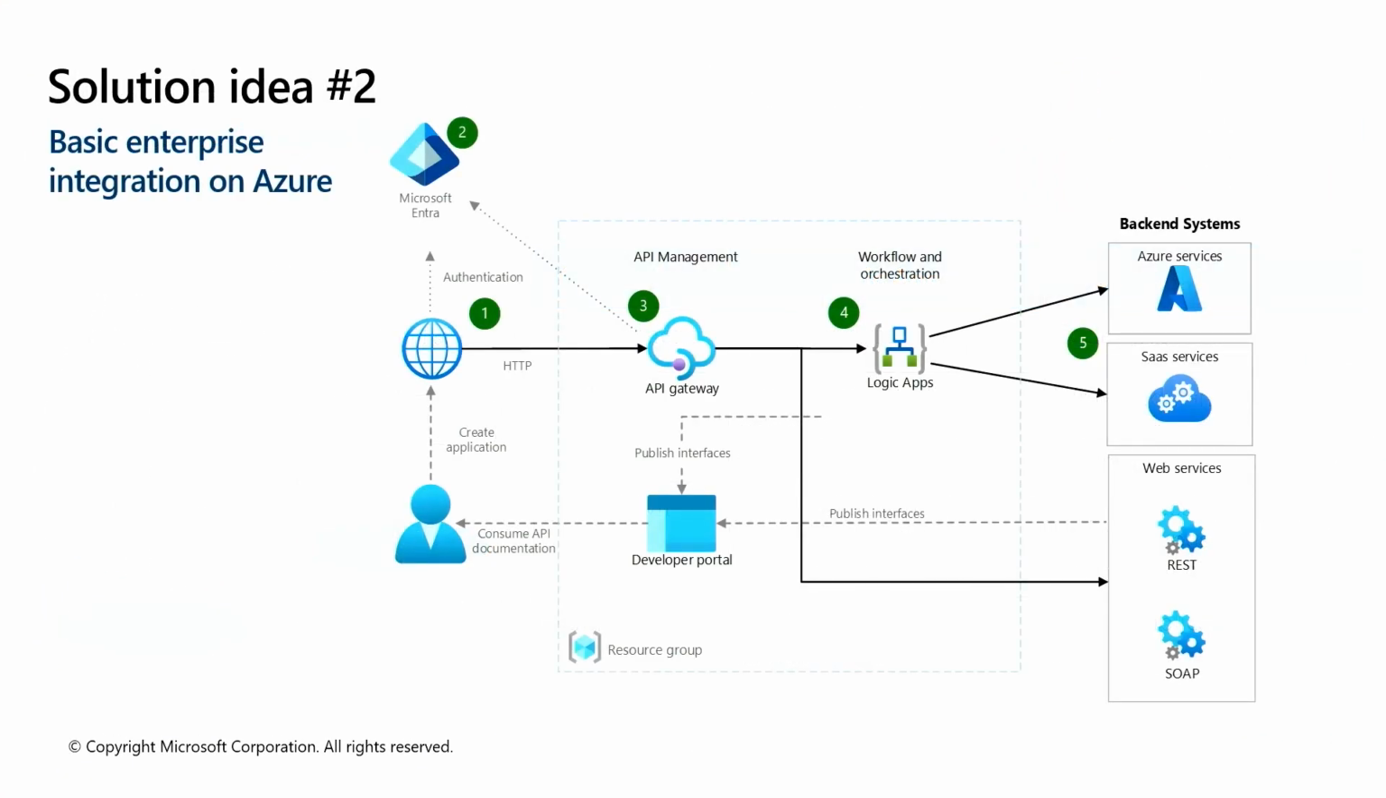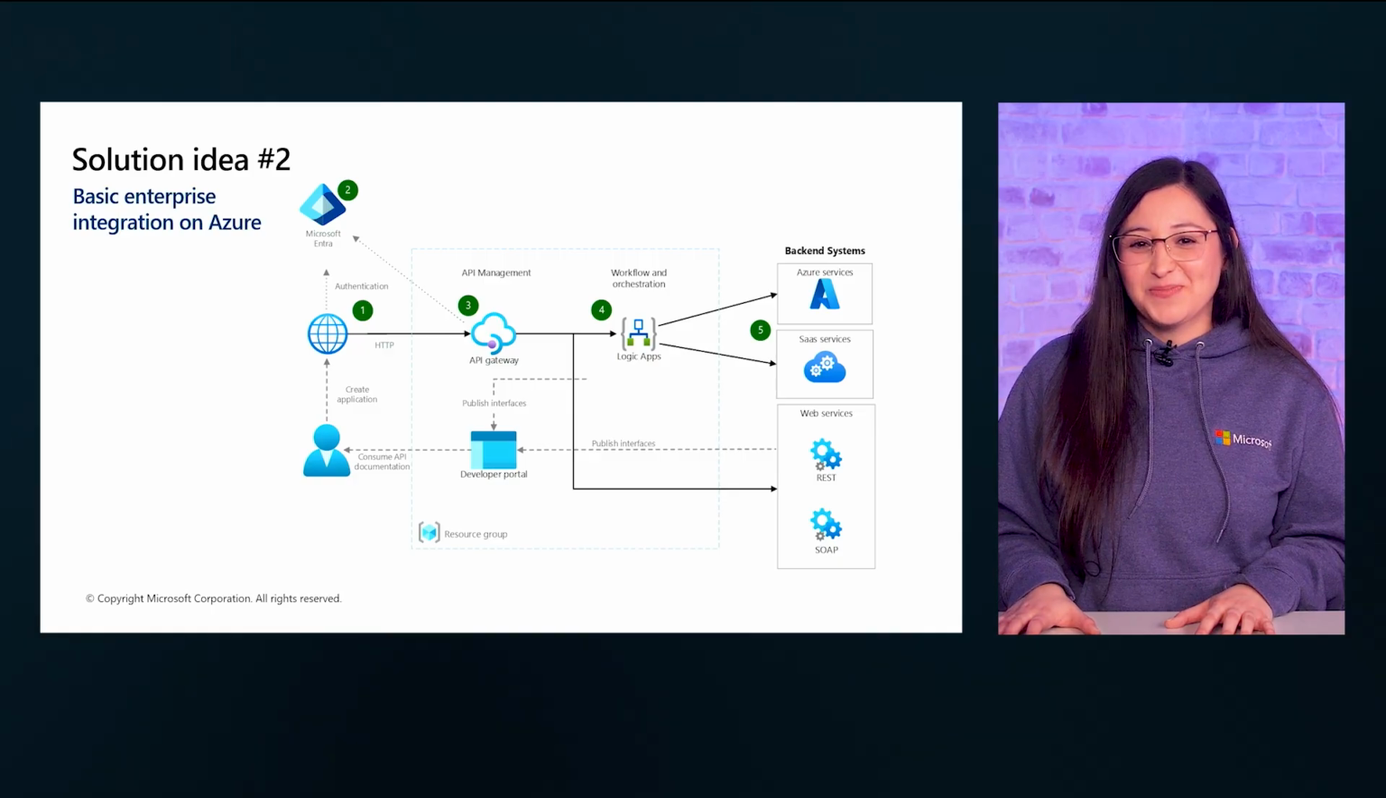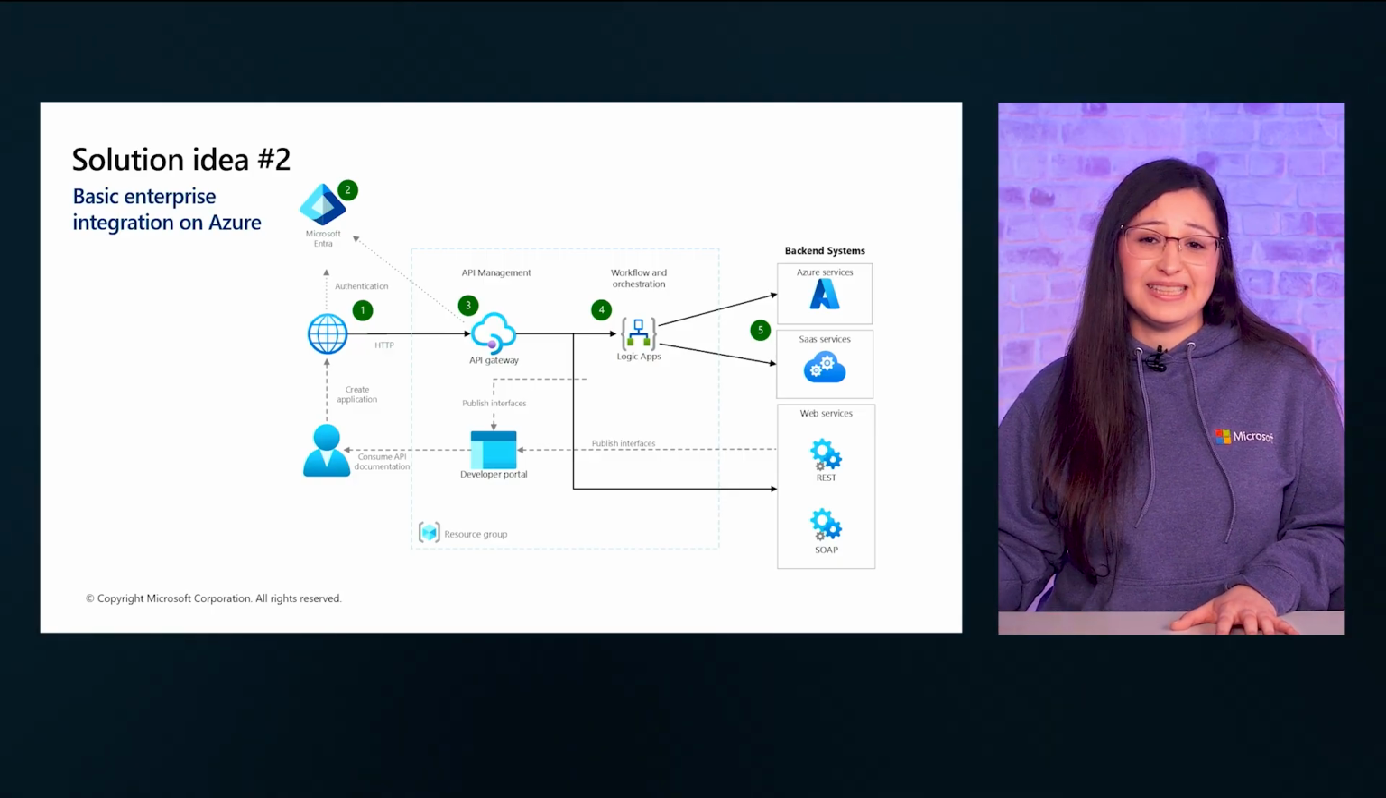Let's see a common enterprise integration workflow. The application is a client that calls the API gateway after authenticating with Microsoft Entra ID. The application can be a web application, mobile app, or any other client that can make HTTP-based requests. Microsoft Entra ID is used to authenticate the client to the application. The client application obtains an access token from Entra ID, and includes it in the request to the API gateway.